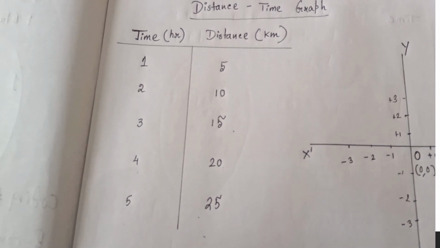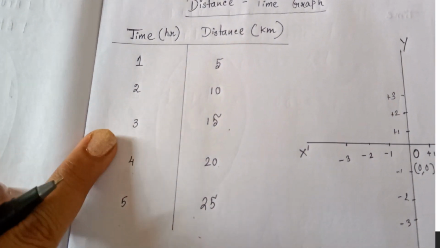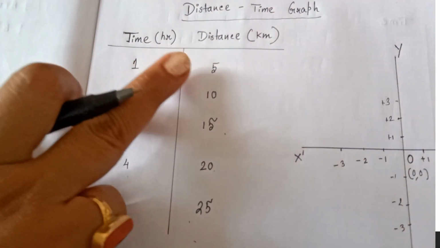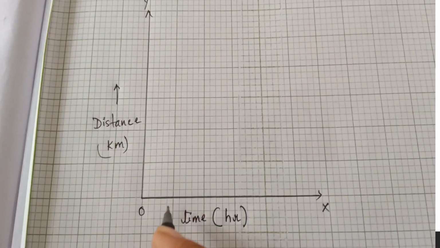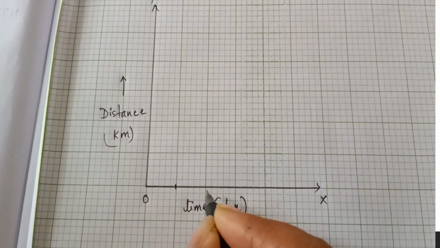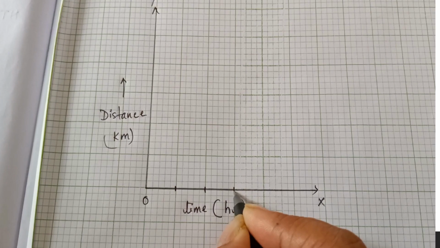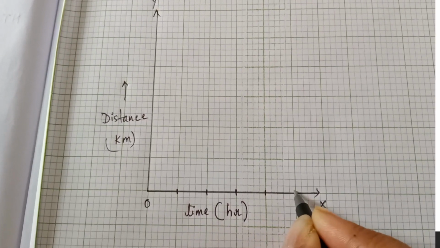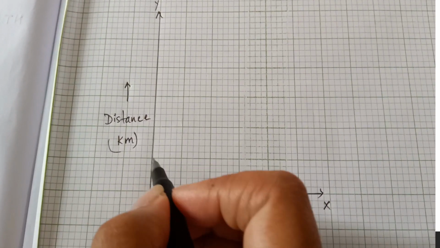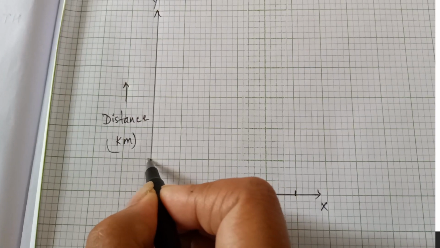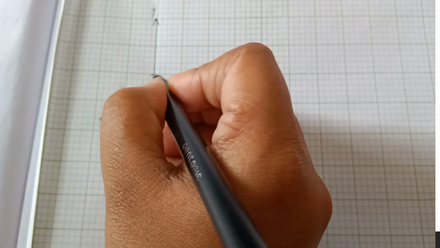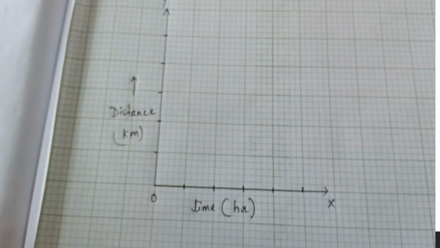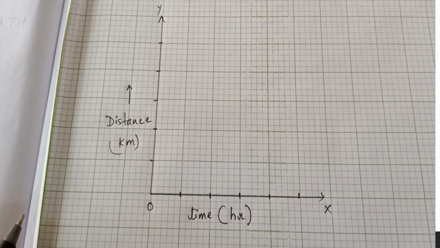As our data is showing first, second, third, fourth and fifth hour, and distance 5, 10, 15, 20 and 25. Now I am plotting that. This is our first hour, second hour, third hour, fourth hour, fifth hour. And this is the distance covered: 5, 10, 15, 20, 25. So we will see how to plot the dots.